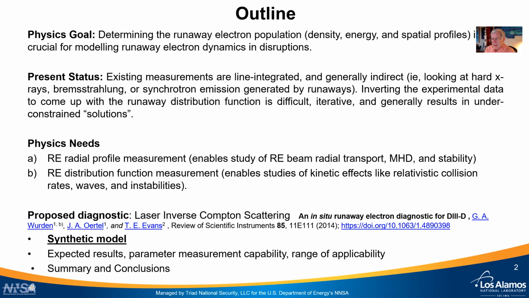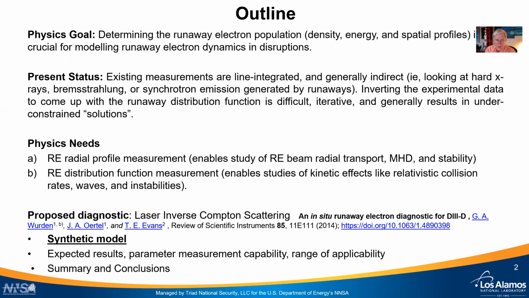The existing status is that most measurements of runaways are line integrated, and they're generally indirect. They look at the hard X-rays, they look at the bremsstrahlung, they look at the synchrotron emission generated by these runaways, and then one tries to invert this data and determine the original runaway distribution function that created those X-rays and photons. This is difficult, it's iterative, and generally is under constrained. So we need more measurements.